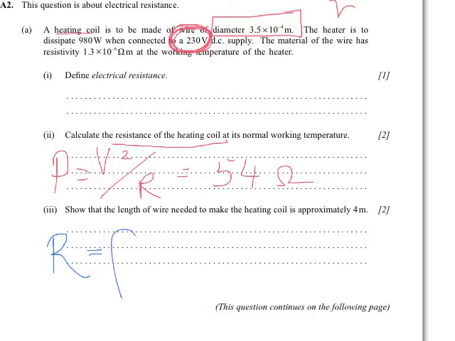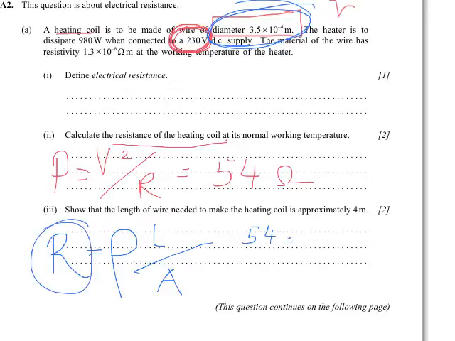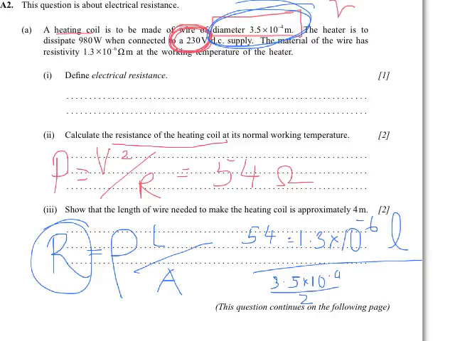Resistance equals resistivity times L over A. But careful, because we're not given the radius, we're given the diameter. So we have to do something there. If we substitute all our values in, we have 54 ohms is the resistance. The resistivity is 1.3 times 10 to the minus 6, times L over area. Now what's the radius? 3.5 times 10 to the minus 4 divided by 2, squared, times pi.